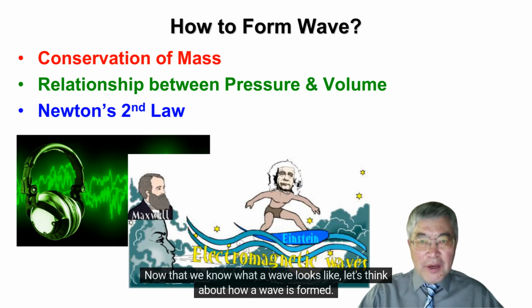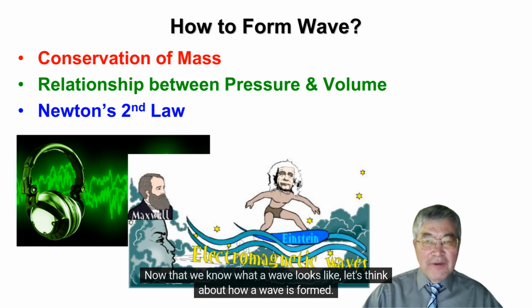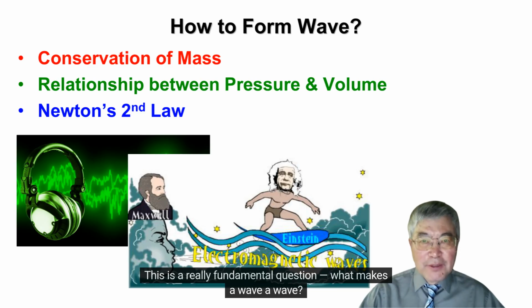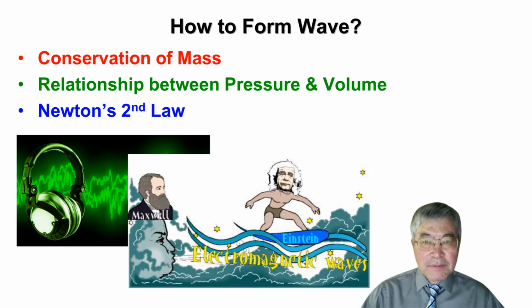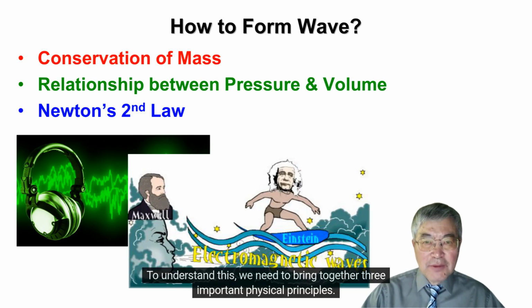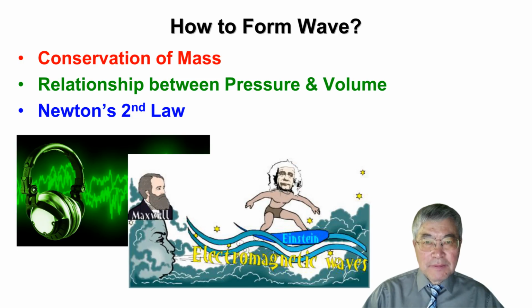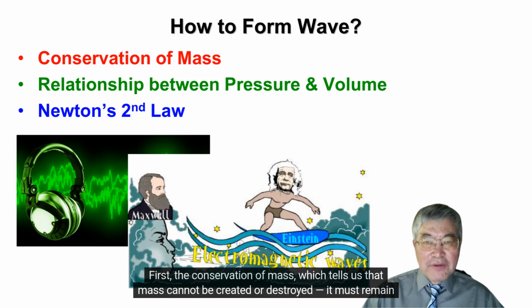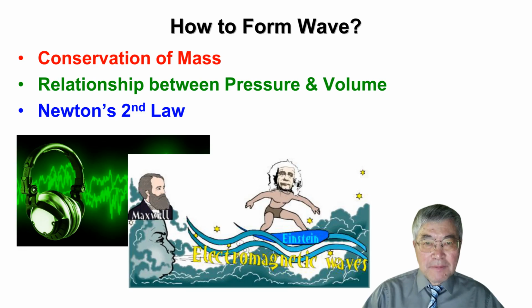Now that we know what a wave looks like, let's think about how a wave is formed. This is a really fundamental question. What makes a wave a wave? To understand this, we need to bring together three important physical principles. First, the conservation of mass, which tells us that mass cannot be created or destroyed. It must remain constant within the system.